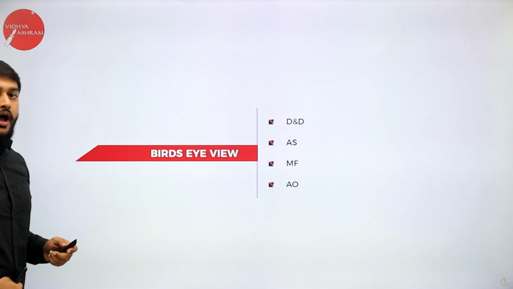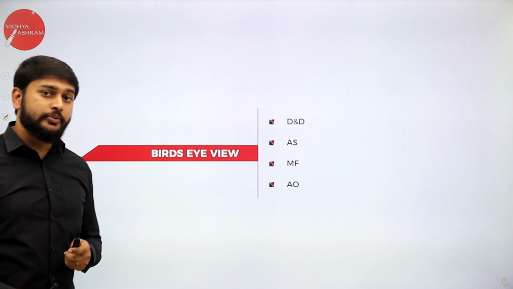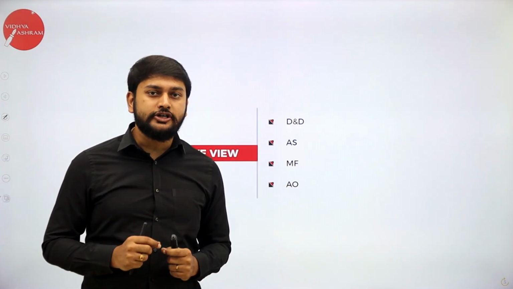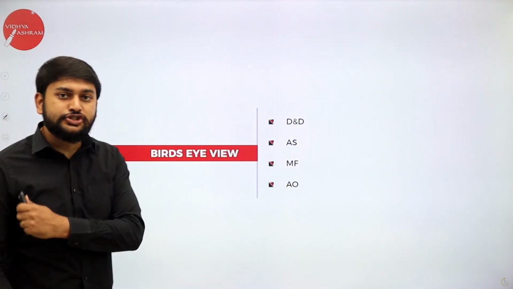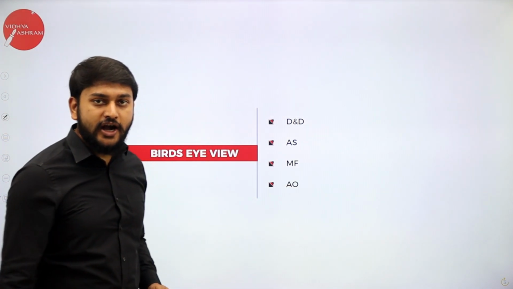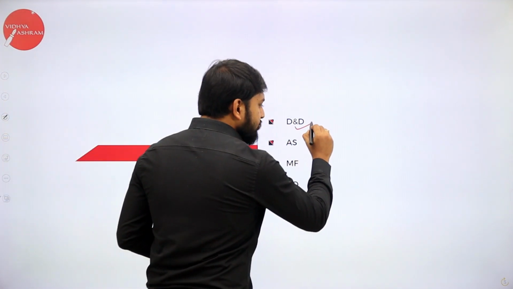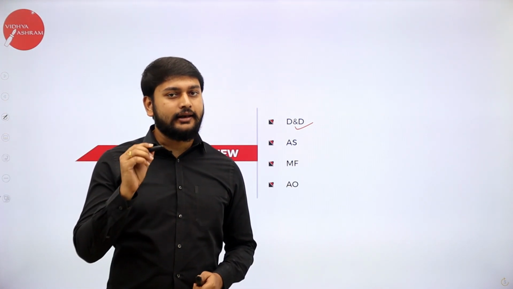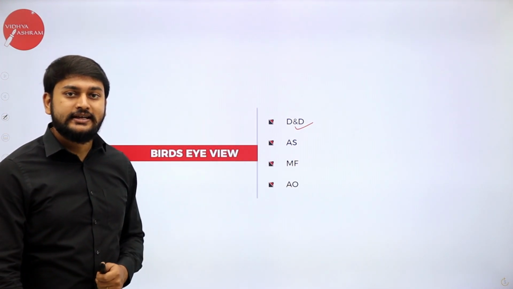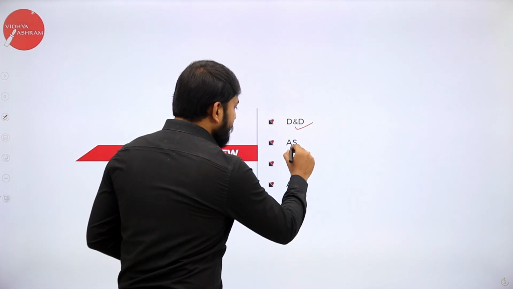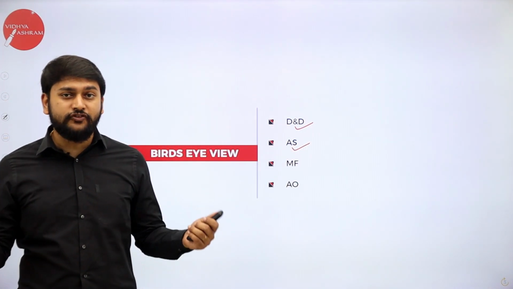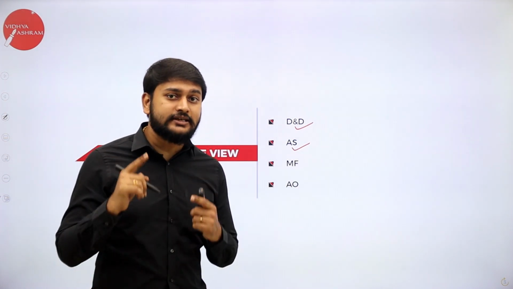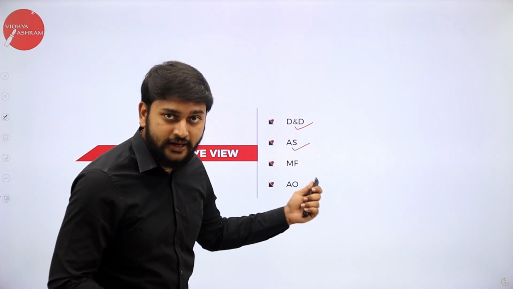So you have a bird's eye view. In this bird's eye view, we have given all the important topics that you will get in this chapter. The first one is D and D. What is the meaning of D and D here? That is defining and declaring a class as an object. The second one is AS. What is the meaning of AS here? AS means access specifier. I'll be discussing in detail about this access specifier in this chapter.